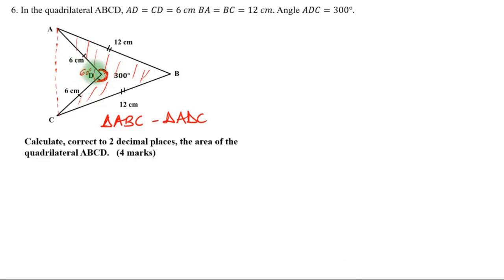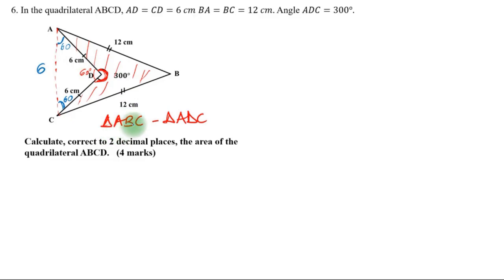Then if that is 60 degrees, then this base angle will be equal to 180 minus 60, that is 120. The base angles are equal, so 120 divided by 2 we get 60, and also here will be 60. Therefore, if that is the case, then this will be an equilateral triangle, so this side will be 6 centimeters. Therefore, we can get the area of triangle ABC.